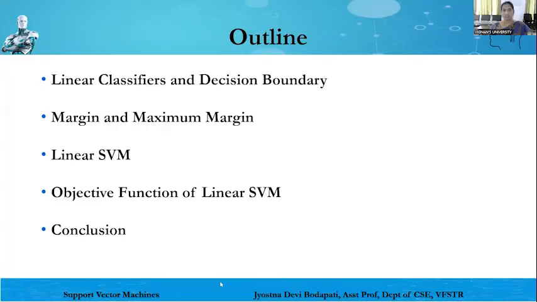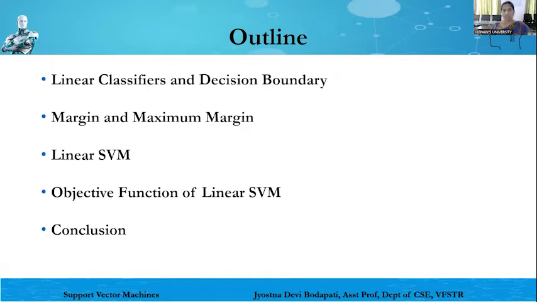So in this lecture, we will see briefly about the linear classifiers and the decision boundary that is formulated. And then we will discuss margin and the maximum margin. Then we'll talk about the linear SVM and the associated objective function. Then we will close with the concluding remarks. Along with that, we will discuss how SVMs can be implemented for classification.